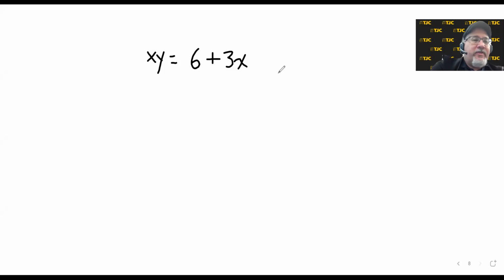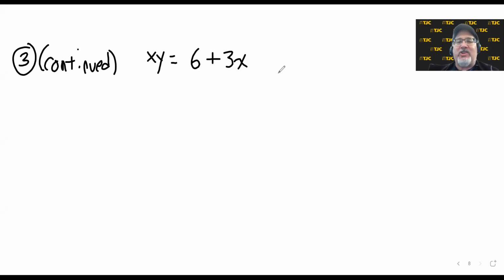All right, so we're in the midst of step 3, continued. And we are trying to solve for y. And we currently have xy equals 6 plus 3x. What was the only thing preventing the y from being by itself? The x multiplied in front of it. And how do we get rid of something that's multiplied? We divide. Let's divide both sides by x because that is the one thing preventing us from our goal of getting the y by itself.